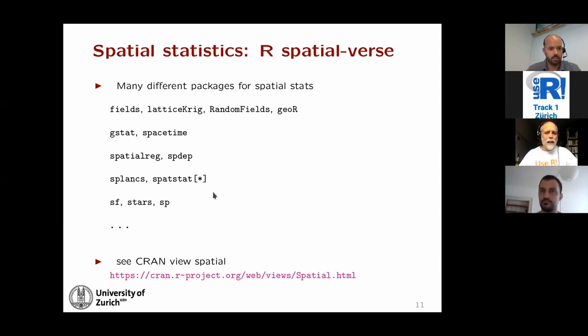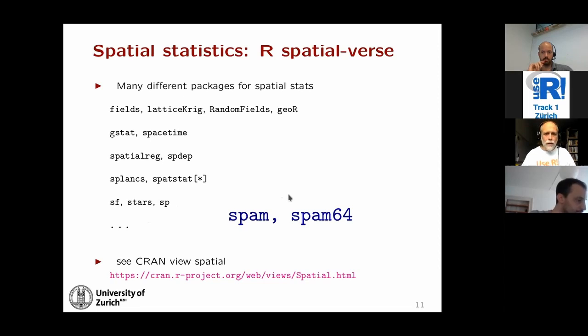Then there's a couple of packages to handle the spatial data per se, say simple features, sf, stars, or sp, and so forth. Here we will use, as I mentioned, spam and spam64. spam stands for sparse matrices. And yes, spam is quite old. I started to write that shortly after my PhD. Google searchability was not really an issue when I named the package that way. So these days, maybe I wouldn't call it that anymore.